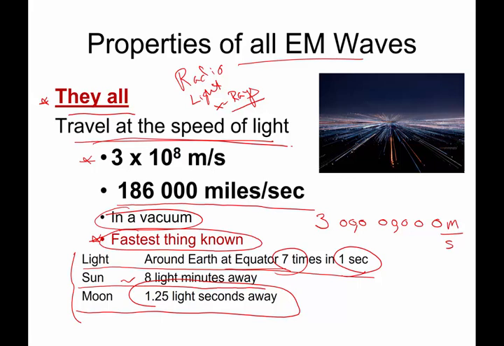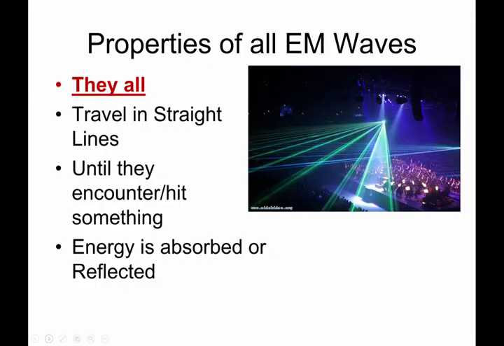Things that are very far away take some time. Well, all light takes time to travel, but any light that's close to you, it happens so fast, it's hard to measure those differences. Second property of all electromagnetic waves is they travel in straight lines. And we count on that.